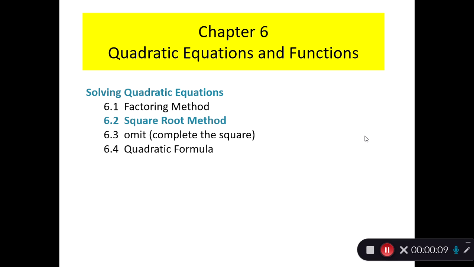Chapter 6, Quadratic Equations and Functions. Solving quadratic equations using the square root method, 6.2.